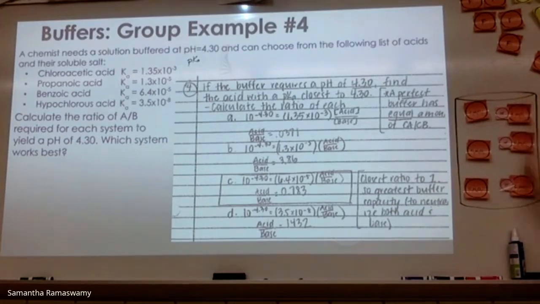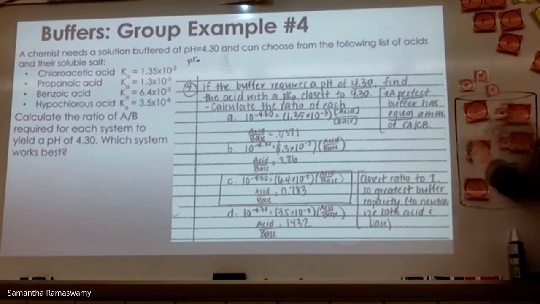If you don't have very much in your buffer, 1 drop of acid could change it. So the perfect buffer has equal amounts. If it can't have equal amounts, the one with the closest ratio to 1 is the best buffer.